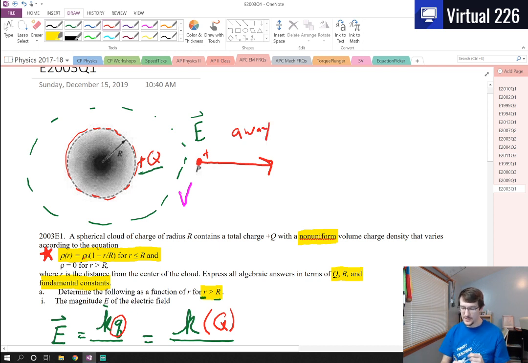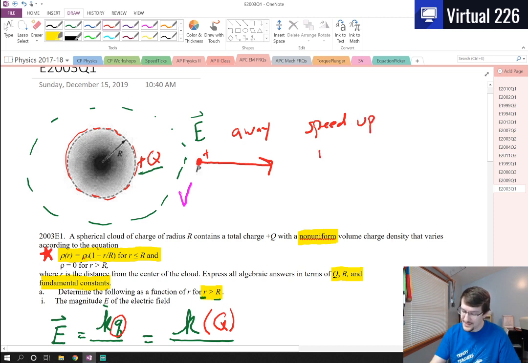The second thing we can say is that as this proton is being moved away, since there's a force being applied to it, Coulomb's law, F equals kqq over r squared, we know that the proton is going to speed up.